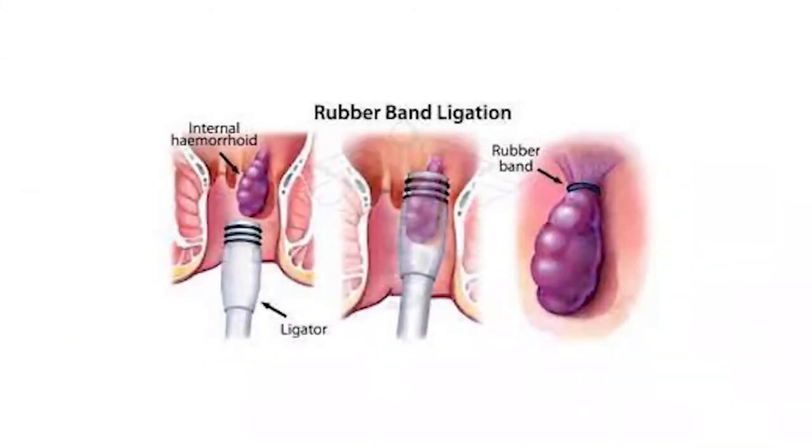This is the technique of rubber band ligation. Here is an image of rubber band ligation on your screen. There are the internal hemorrhoids, and the ligator with the rubber bands loaded on it. In the lumen of the ligator, the internal piles are taken in, and the rubber band is loaded over the internal piles by the gun.